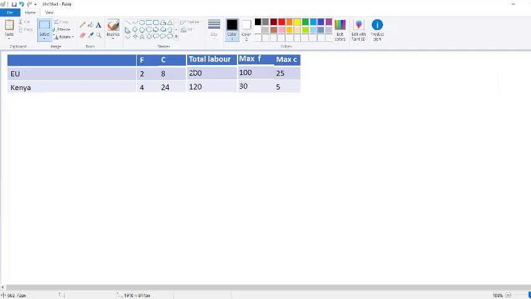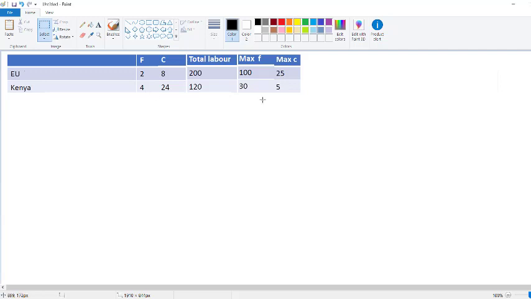Similarly speaking, if they didn't produce food and you said, okay, what happens if these 200 laborers produce chemicals only? How many chemicals would I be able to produce? It takes 8 laborers to produce 1 chemical. We have 200 laborers. That means you can produce 25 chemicals maximum for the EU. 200 divided by 8. Similarly, you do the same calculation for Kenya.